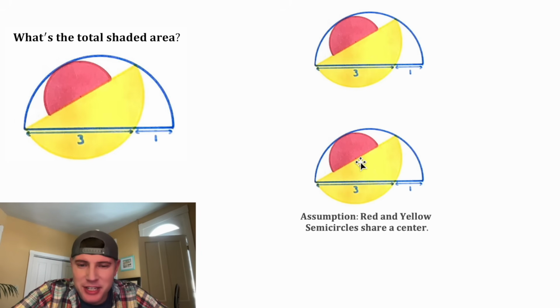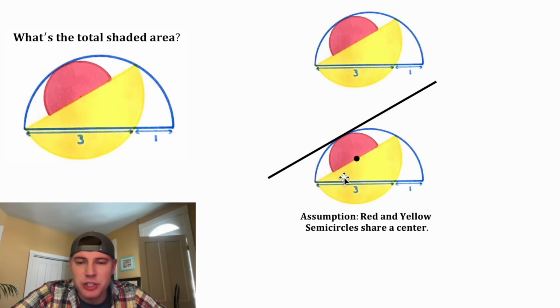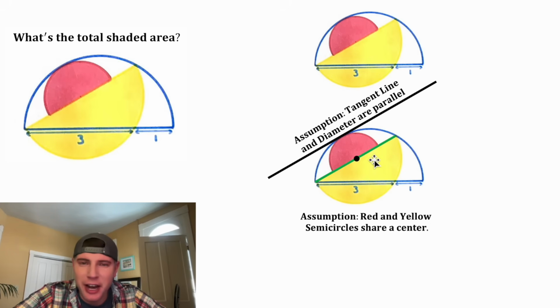So first, I think I'm going to have to make two assumptions. The first assumption is that the center of the red semicircle is the center of the yellow semicircle. I'm not exactly sure how to prove it, but I think it's safe to assume it. And there's one other assumption I'm going to make. This tangent line, which is the tangent line of this red semicircle and the tangent line of the blue semicircle, I'm assuming this tangent line is parallel to the diameter of the yellow semicircle. Let me know in the comments if you know how to prove either one of these, or if you disagree with either of my assumptions.